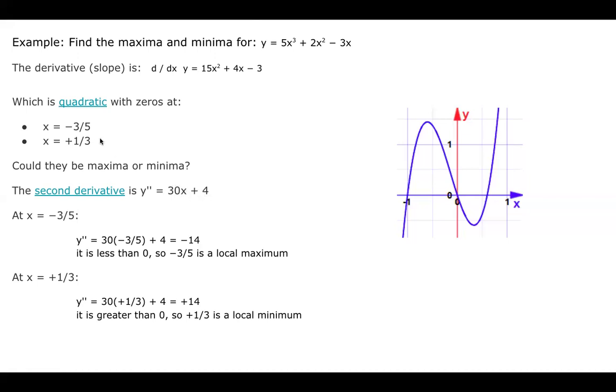Here, we computed two values of x. x could either be minus 3 by 5 or positive 1 by 3. So we substitute here. At x equal to minus 3 by 5, the value is minus 14, which is less than 0. So minus 3 by 5 is the local maximum. And at x equal to 1 by 3, the value is 14, which is greater than 0, so 1 by 3 is the local minimum. Here you can see the maxima and the minima of the function plotted on the graph.